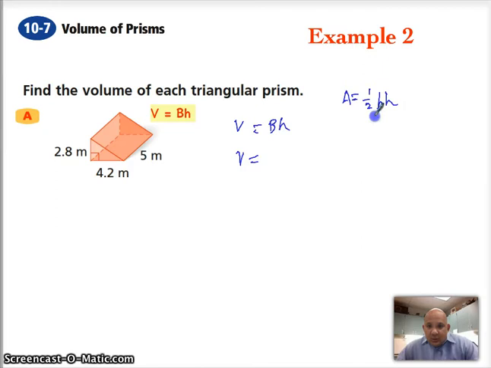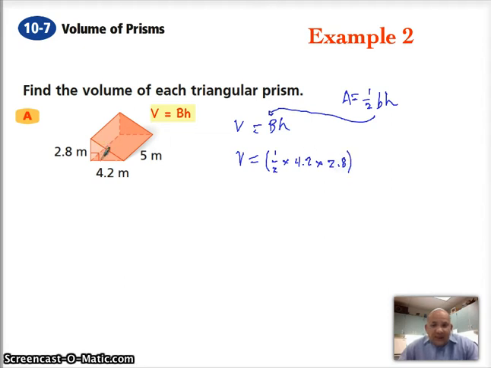So we're going to use this to figure out what the big B is, in terms of area of the base. So I'm going to write down half, and then base times height. For this, it's going to be, for this triangle, it's 4 2/10 times 2 8/10. And that's the area of that triangular base.